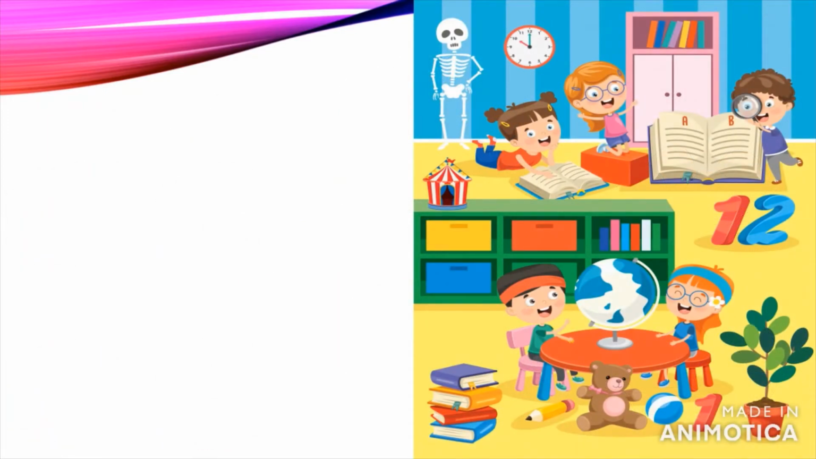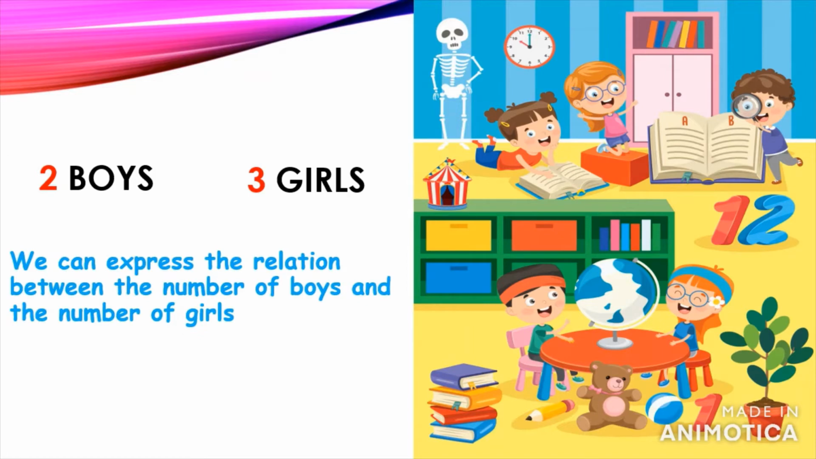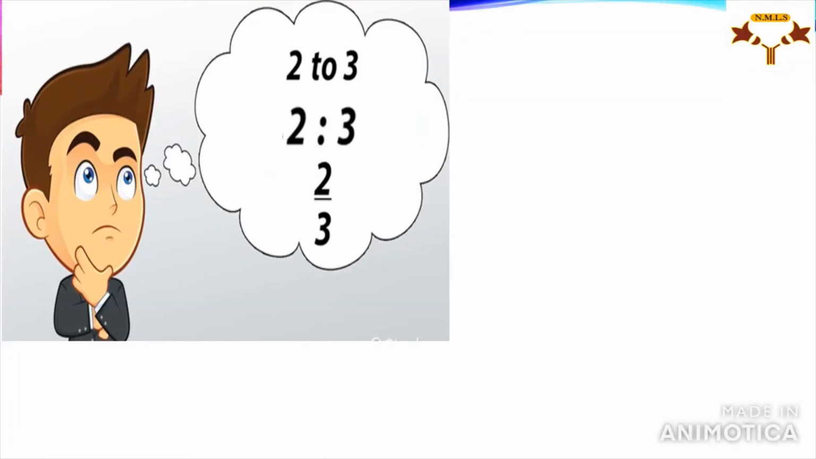In this picture, I can see 2 boys and 3 girls. We can express the relation between the number of boys and the number of girls by using a ratio. So I can say that boys to girls is 2 to 3. Or I can write it in this way, 2:3. The 2 dots mean "to", so read it as 2 to 3. And there is a fraction form, 2 over 3.